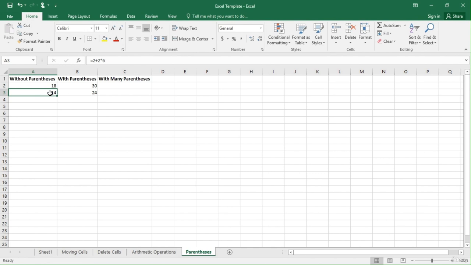Why is that? Because 2 times 6 gives us 12. 12 plus 2 gives us 14. But in parentheses, it first of all added the ones in the bracket. 2 plus 2 is 4. 4 times 6 is 24.